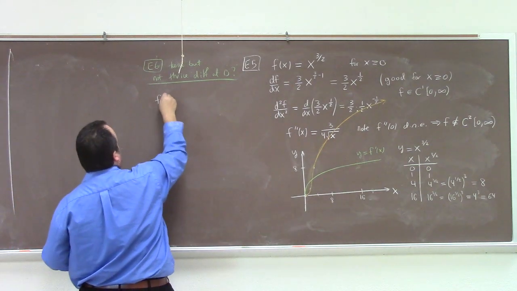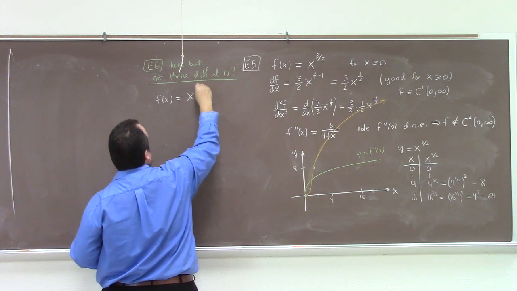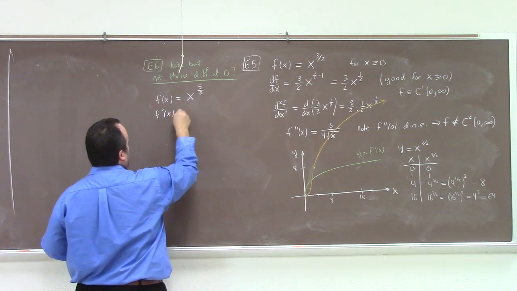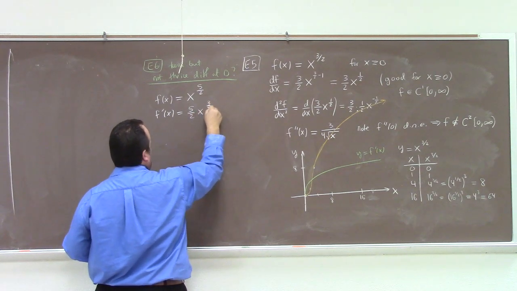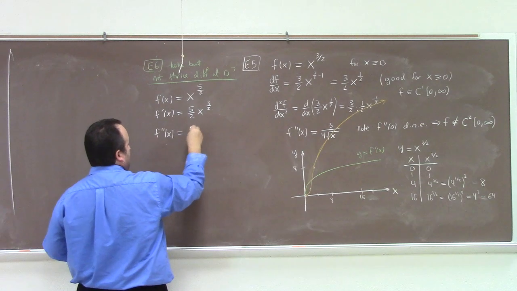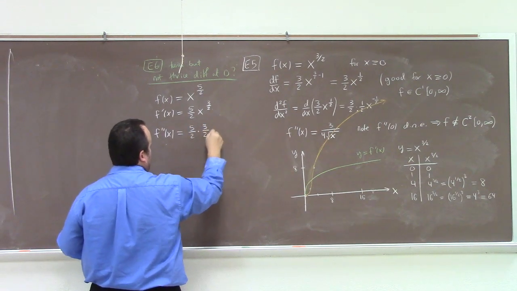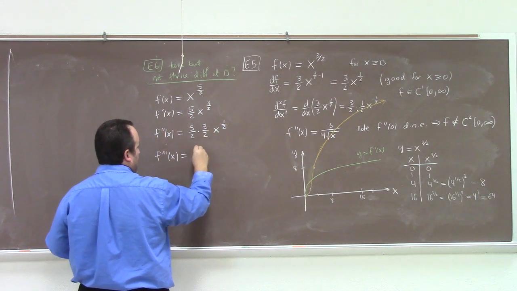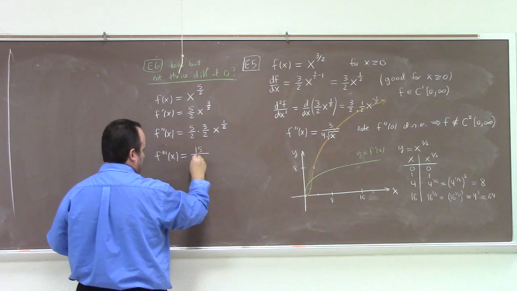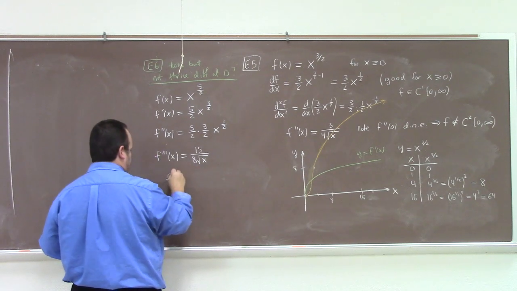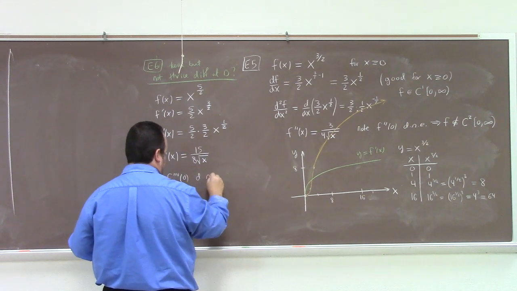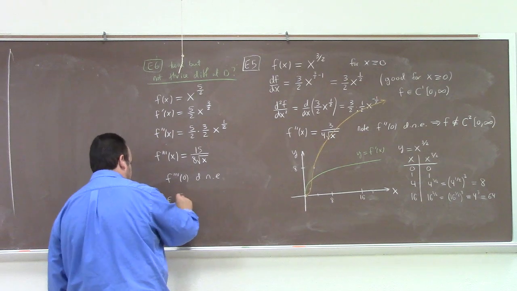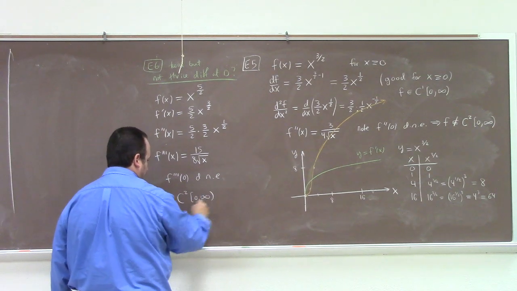So how about this? We do f of x equals x to the 5 halves. If you do f of x equals x to the 5 halves, you're going to have f prime of x equals 5 halves x to the 3 halves, and then f double prime of x is going to be 5 halves times 3 halves x to the 1 half, and then f triple prime of x is going to be 15 over 8 square root of x. And so f triple prime of 0 does not exist, whereas f is an element of C2 on 0 to infinity.